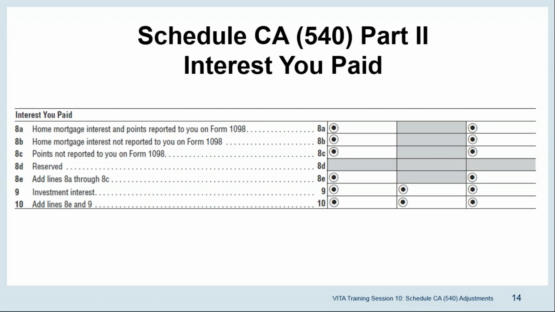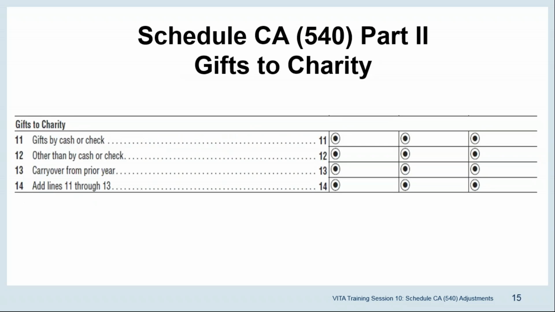Line 9. Your federal and state deduction for investment interest may differ. Use FTB 3526 to figure out the amount to enter on line 9, column B or C.